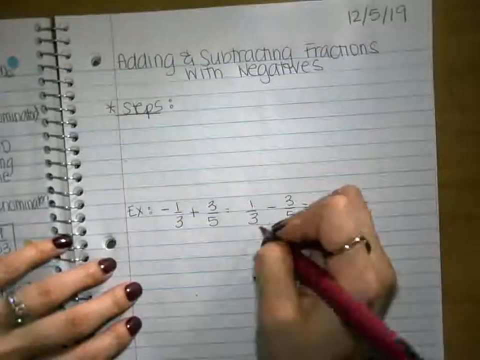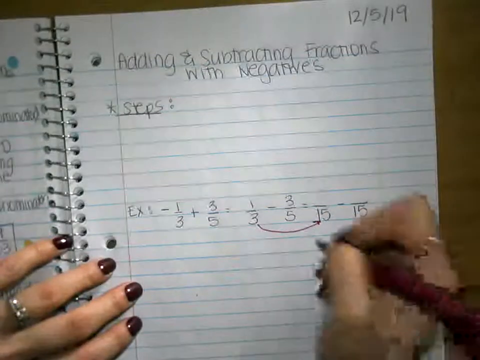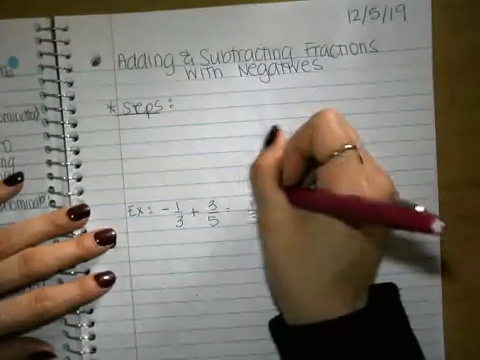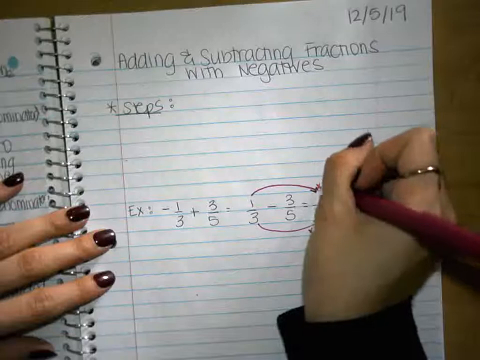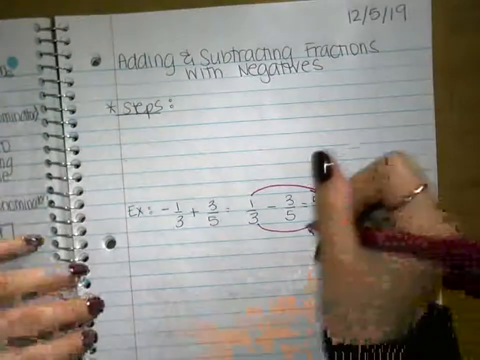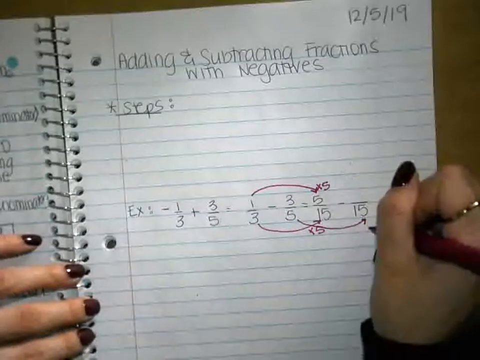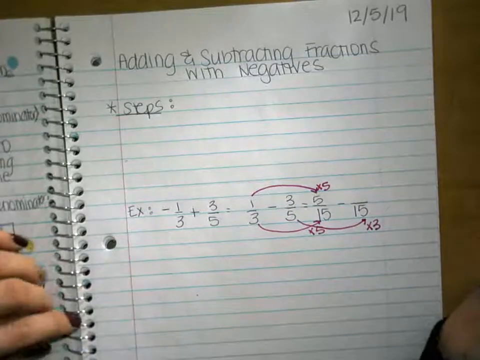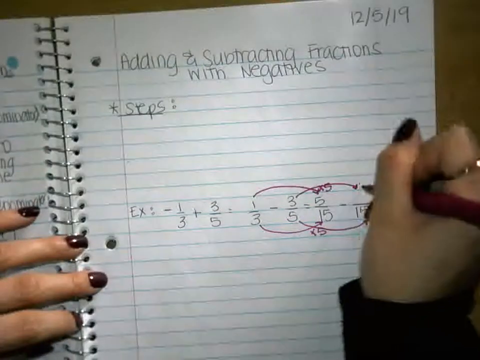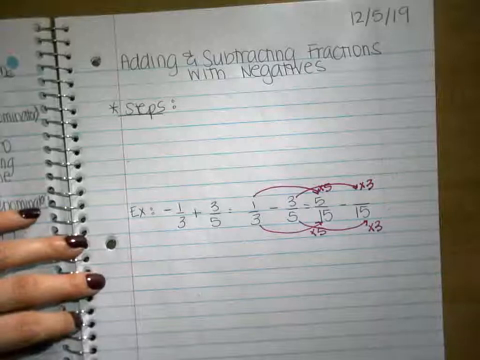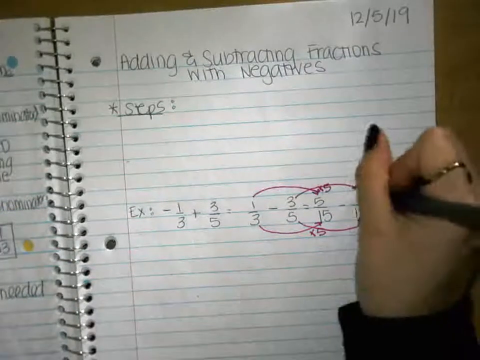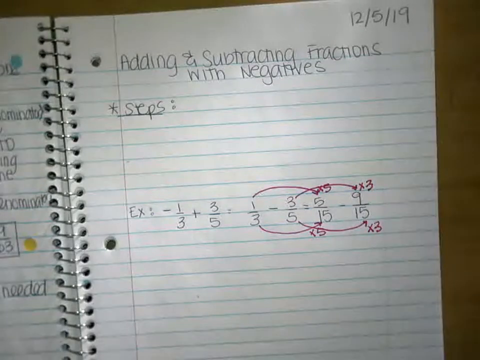How do I get from 3 to 15? Everyone? Whatever I do to the bottom, I have to do to the top. 1 times 5 is? 5. How do I get from 5 to 15? Everyone? Times 3. So what do I have to do to the top? Okay, what's 3 times 3? 9. So I have 5 minus 9.